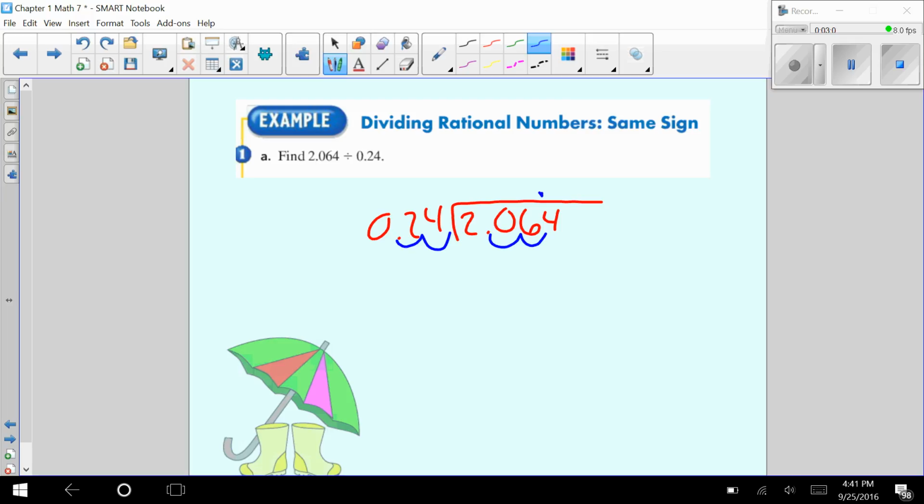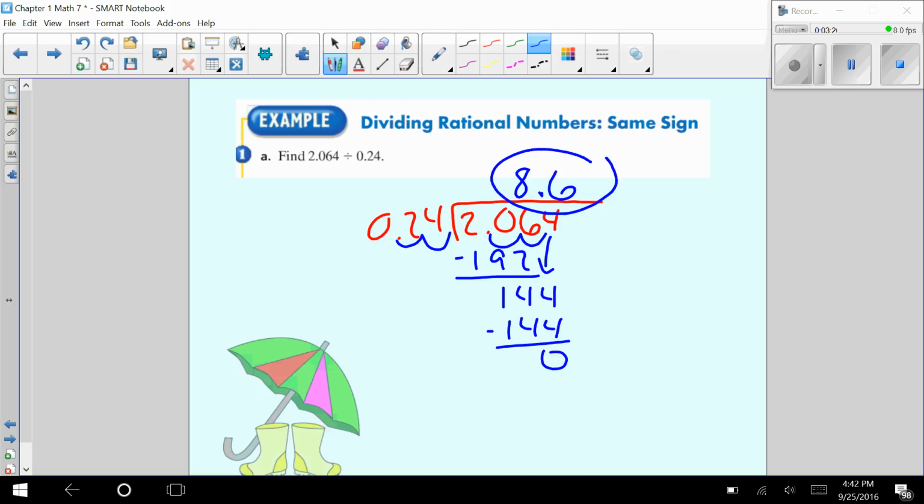It doesn't. So how many times does 24 go into 206? That would be about 8 times. 8 times 24 is 192. When I subtract, I get 14. Bring down my 4. How many times does 24 go into 144? 6 times. 6 times 24 is 144. With nothing left over, my answer is 8.6.